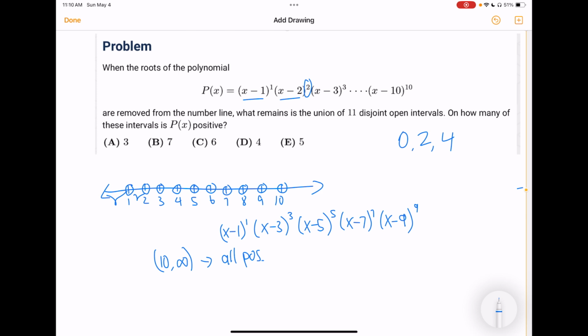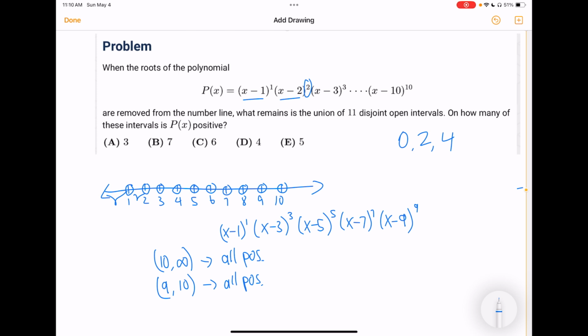This is because, for example, take 11, which is on the interval of 10 to positive infinity. 11 minus 9, 11 minus 7, they're all going to give us a positive number. So that raised to the odd power doesn't matter, because the inside is always positive. The same logic applies on the interval of 9 to 10. For example, 9.5 is on the interval of 9 to 10. Substitute that in for x: 9.5 minus 9, minus 7, that's all positive. So this is all positive as well.